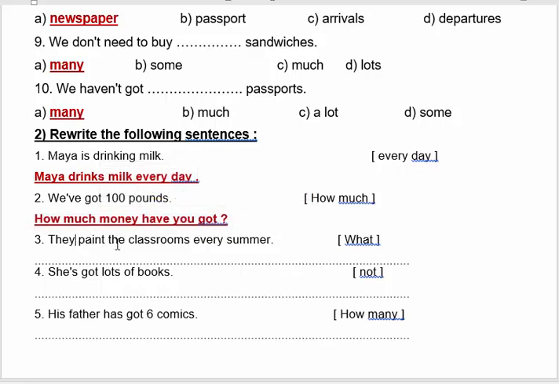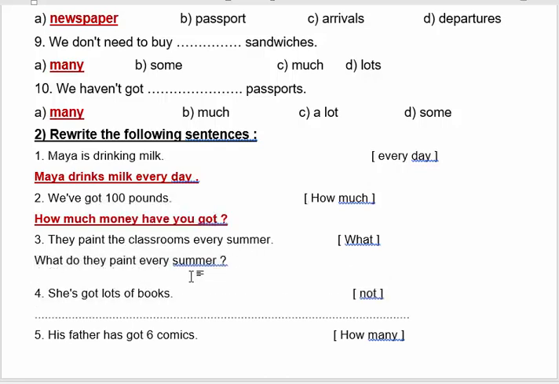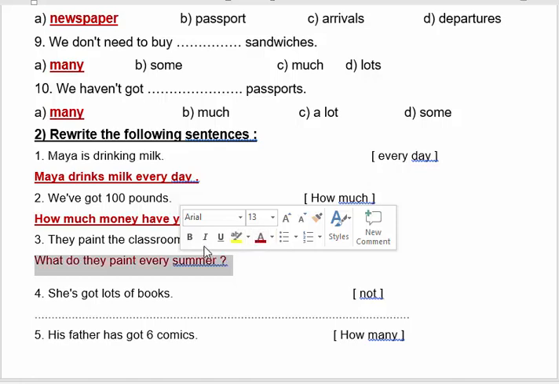Okay, number 3, they paint the classroom every summer. Use what. Start with what. What? It's a present simple tense. So what do or does? And here we have the subject they. So the answer will be what do they paint every summer? Okay, so number 3 again. What do they paint every summer?